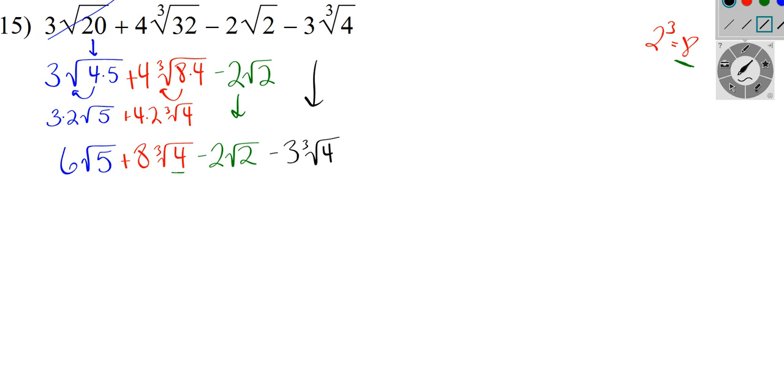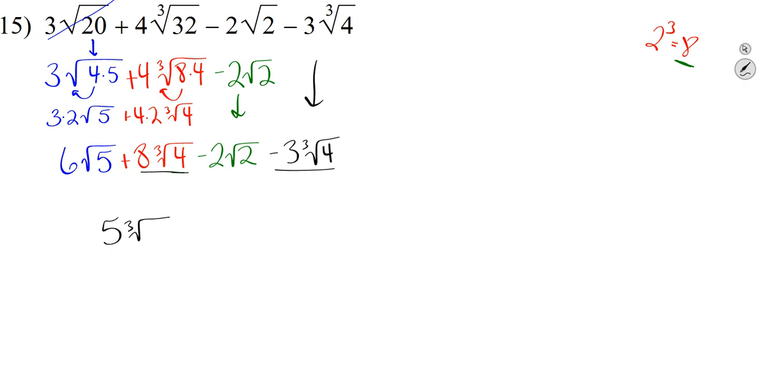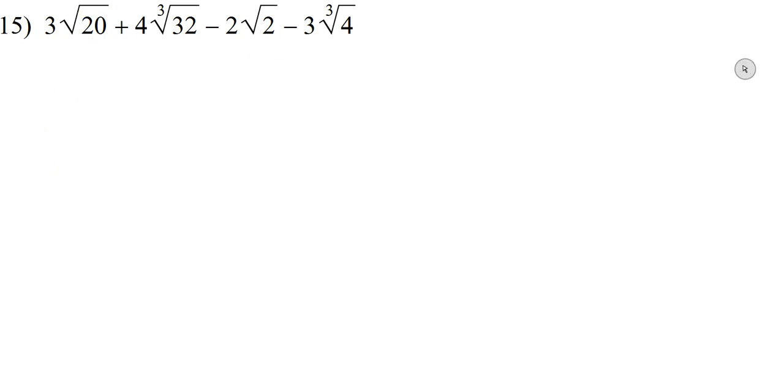So our final answer involves combining like terms, 8 and 3. That gives us 5 cube roots of 4. And then we have square root of 2 and square root of 5, so those have to stay separate. We have plus 6 square root of 5 minus 2 square root of 2. There's 15. Right, let's jump to number 16.